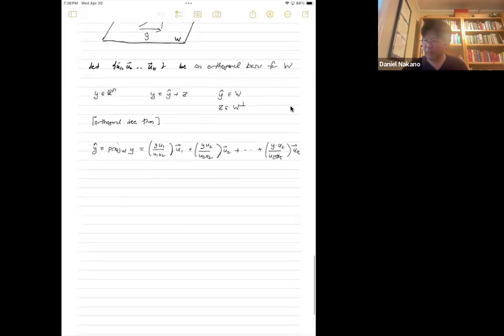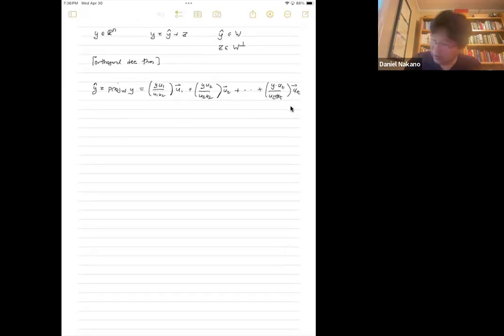Okay, good. So now what we can do is apply this projection idea to describe the Gram-Schmidt process. All right, so what's the Gram-Schmidt process? If I take any basis for a subspace W, then I can use orthogonal projections to straighten the basis out and make it an orthogonal basis.